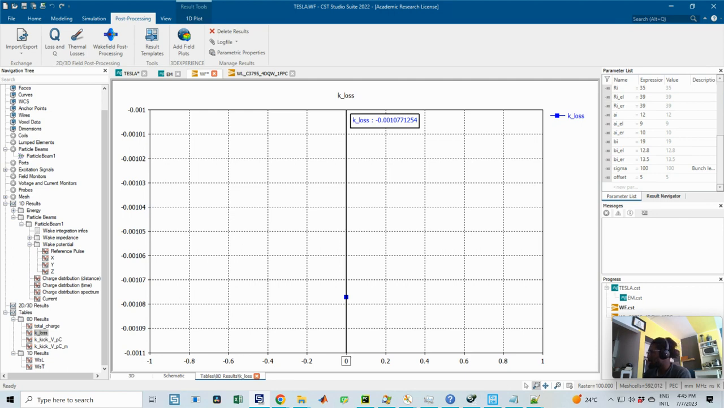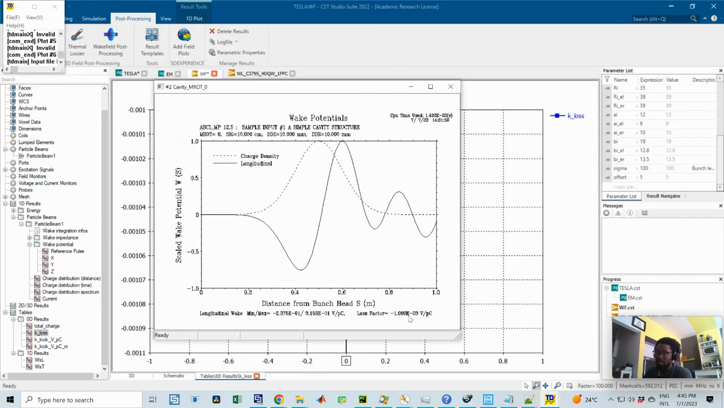Now I don't know how many of you are familiar with ABCI, but it's a 2D code that you also use for wakefield analysis, and I'll put a link in the description so you see where to download the 2D code from. Now comparing with the results from ABCI, yes. So this is the result from ABCI, and you see that the loss factor is 1.08e-3, which is pretty close to what we have, 1.077e-3.